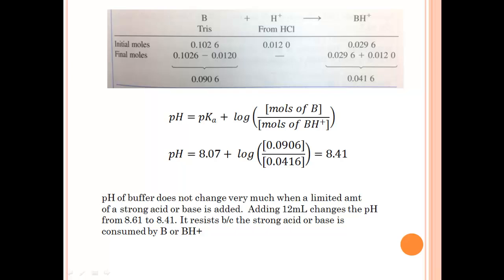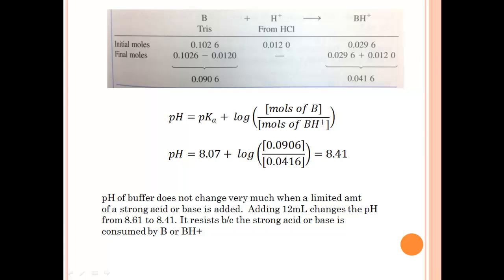So now to find the new pH, you just plug it into the HH equation. It's pKa, which is 8.07, that hasn't changed, that was given to us, plus the log of these two new numbers. The new moles of B, 0.0906, divided by the new moles of BH plus. Multiply, add, divide all that out, you'll see that you get 8.41.